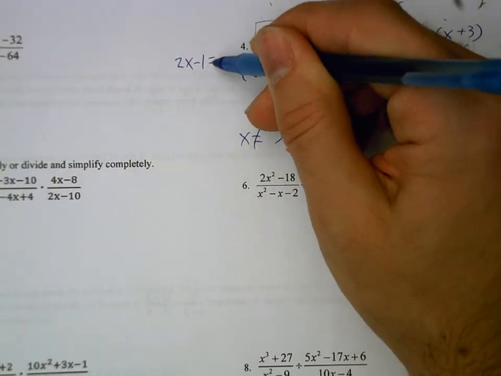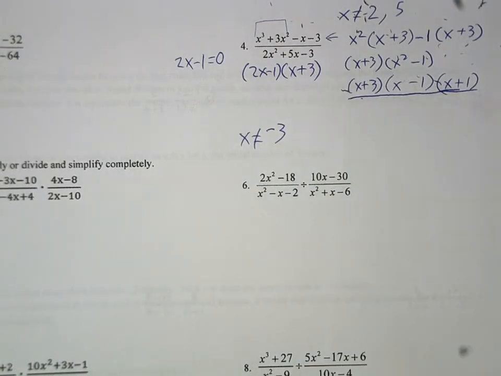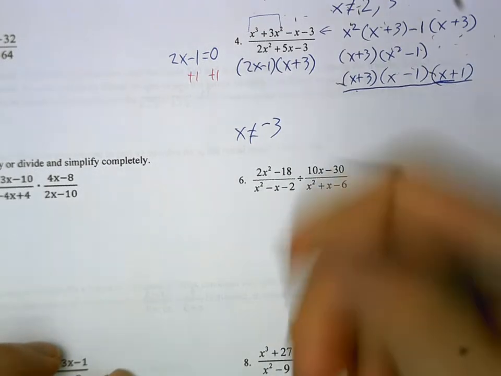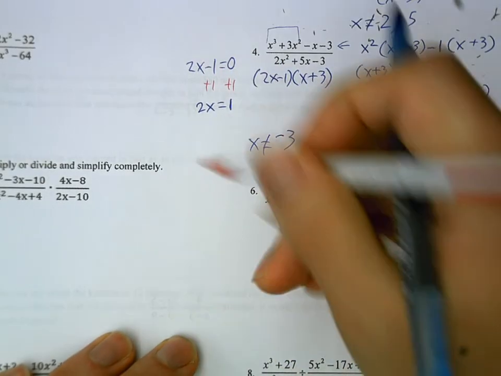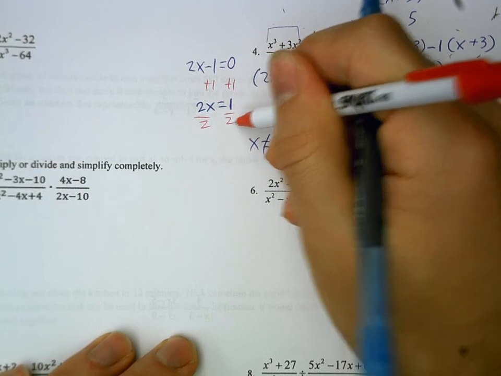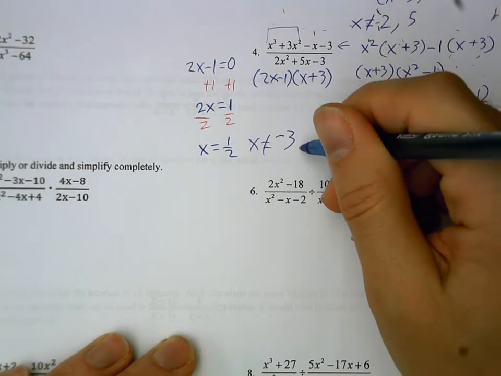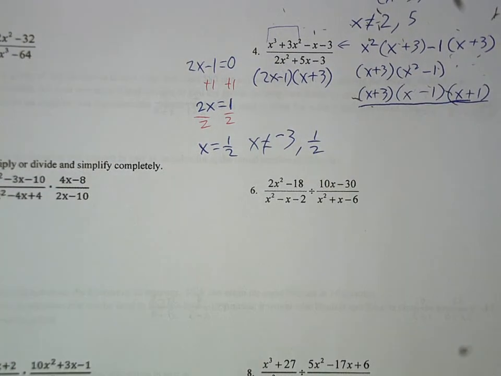2x minus 1 equals 0. Add 1 to both sides. 2x equals 1. Divide by 2. X equals 1/2. So x cannot be 1/2 because that would make me divide by 0.